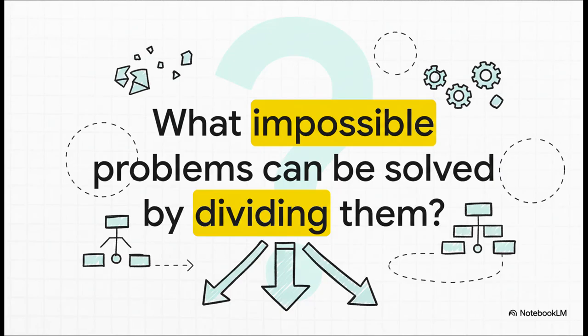And that leaves us with this final, really powerful idea. Divide and conquer isn't just for writing code. It's a mental model for solving almost any complex problem. So the question I'll leave you with is this. What seemingly impossible problem in your world could be solved if you just found the right way to cut it in half?